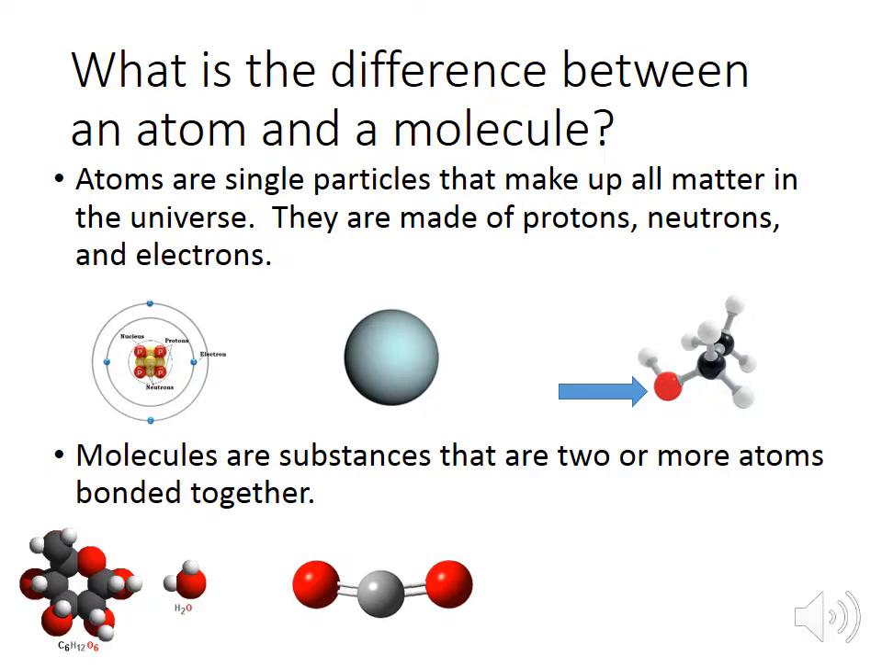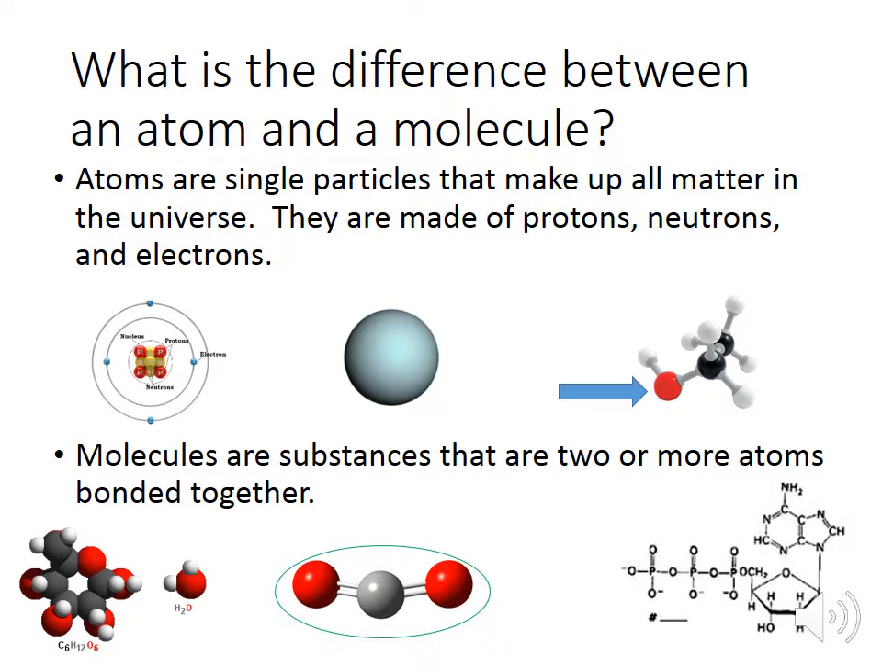Sometimes molecules are represented like this, where the definition says molecules are substances that are two or more atoms bonded together, and those bars in between the balls represent the bonds that are holding the atoms together. And this molecule is moving just to represent the fact that inside molecules, atoms are always moving in relation to each other. So this whole thing all together is considered a molecule, but it is made of atoms that are bonded together.